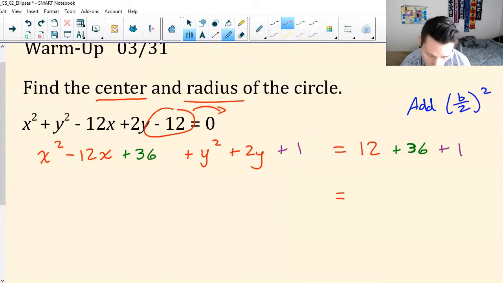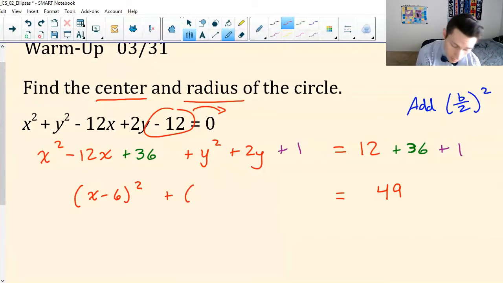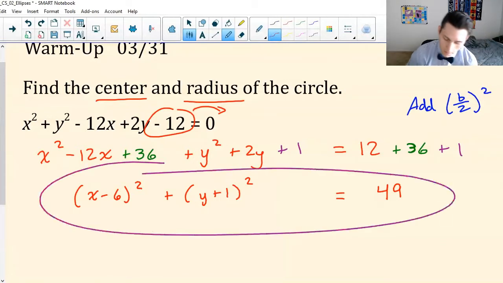On the right side, we'll just combine those together. 12 plus 36, so 48, plus 1, 49. And on the left side, we can just factor each of these individually. So x squared minus 12x plus 36 factors into x minus 6 squared. Y squared plus 2y plus 1 factors into y plus 1 squared. So now this is in standard form. This is now the standard form of a circle.